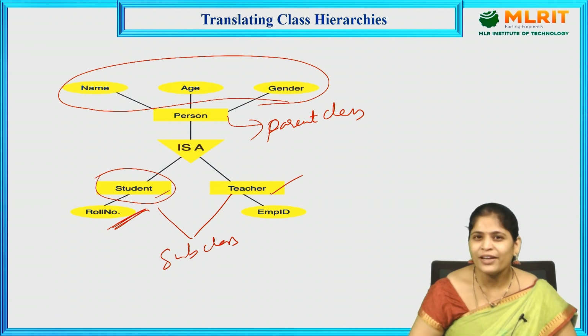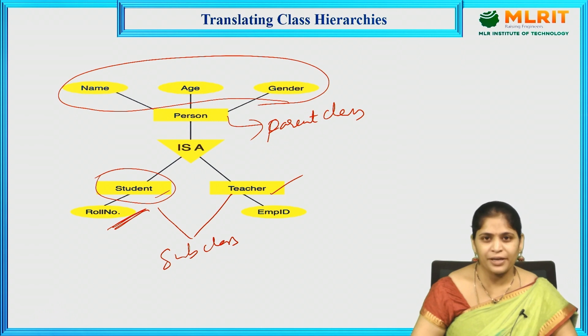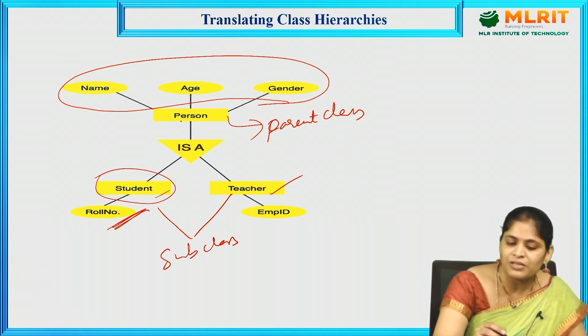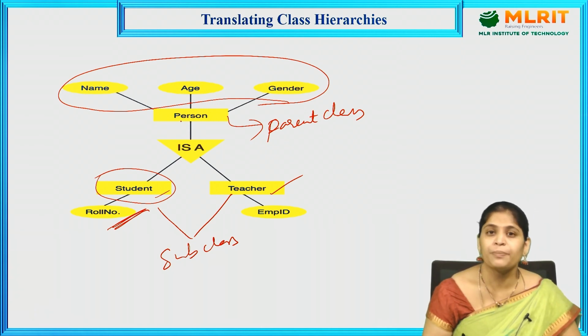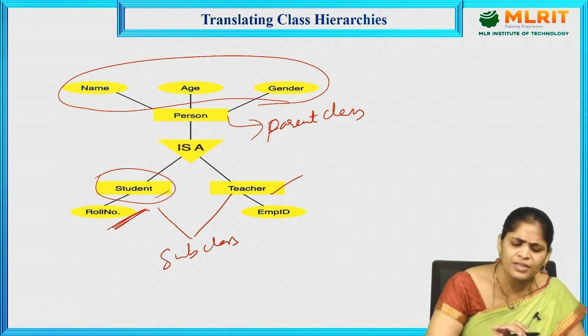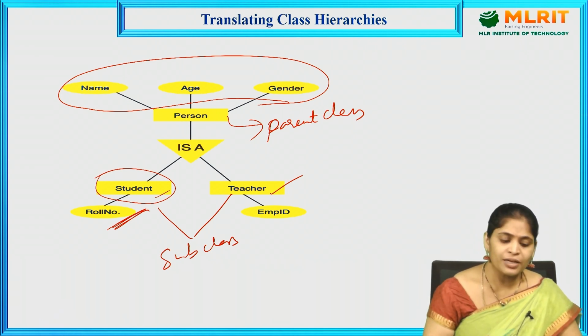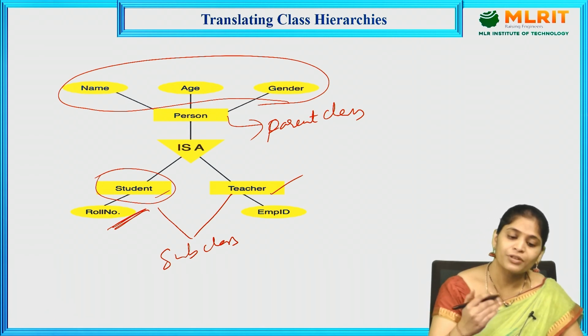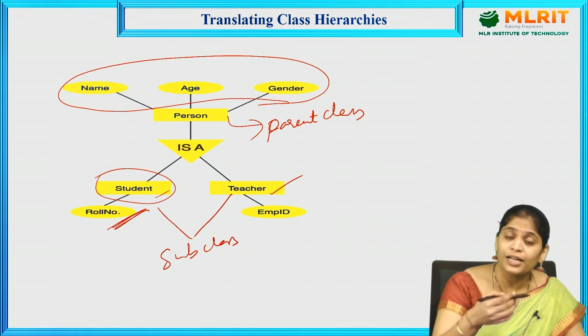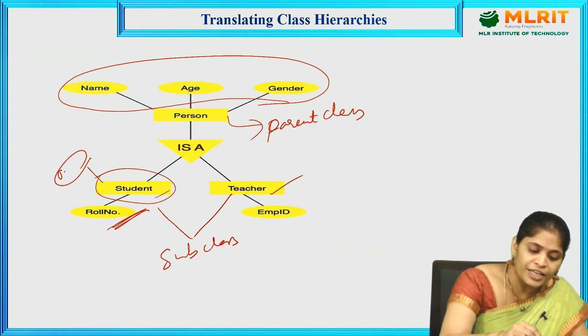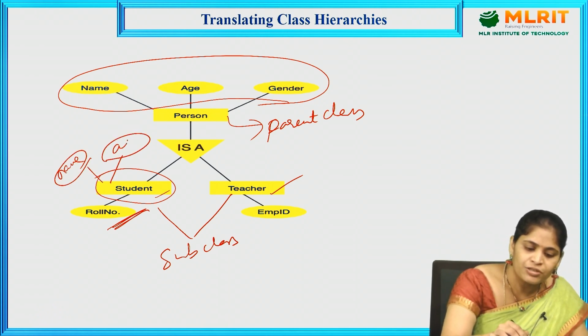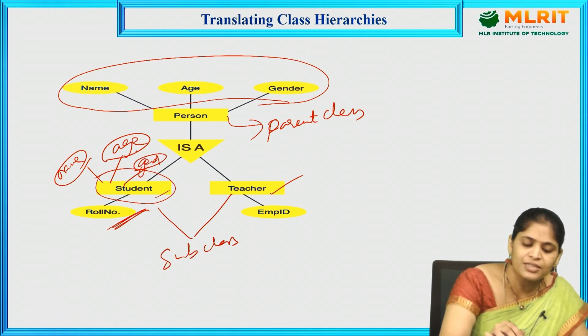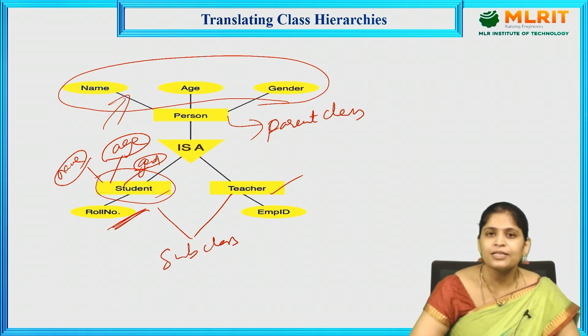So what is inheritance? Inheritance means a child class can inherit the properties of parent classes, right? So here person can be treated as a parent class. And what is here? Student. Student can be considered as a child class, which inherits the properties of the parent class. That means a student can inherit the properties, what? The name, age and gender. Name, age and gender. These three are the properties of the parent class only, right?